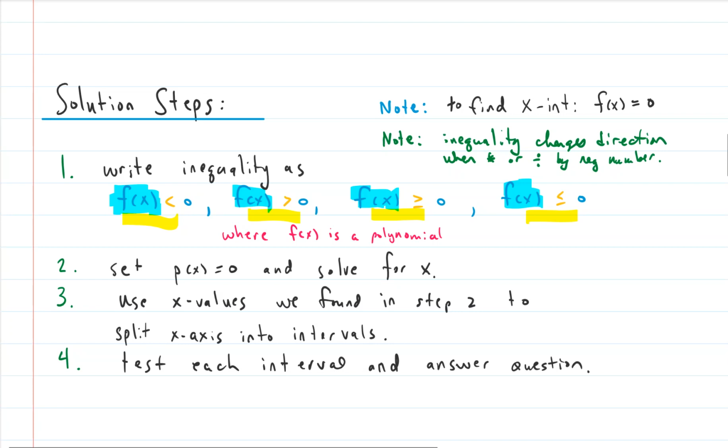So once we get everything to one side and have 0 on the right, I prefer the right, but you can do it either way, then we set the polynomial equal to 0 and solve for the x-intercepts. Then we use those x values that we just found, and we split up the x-axis into intervals, and then we test each of those intervals to see if they're either above or below. Sounds pretty straightforward, right?